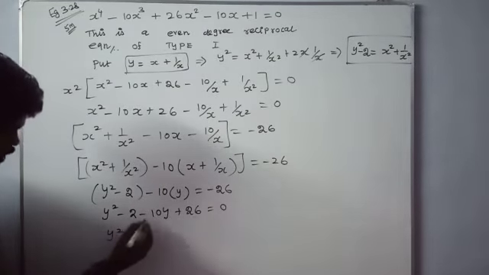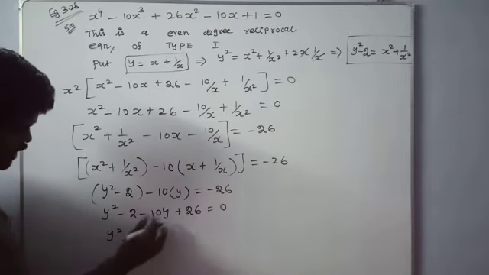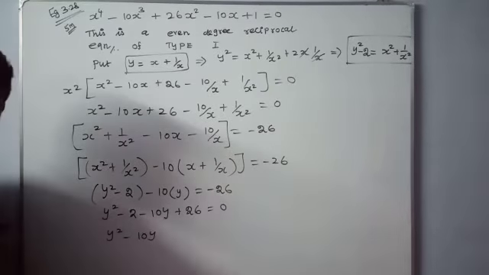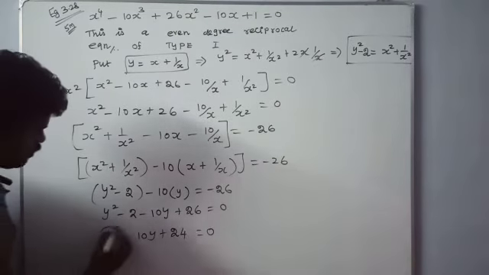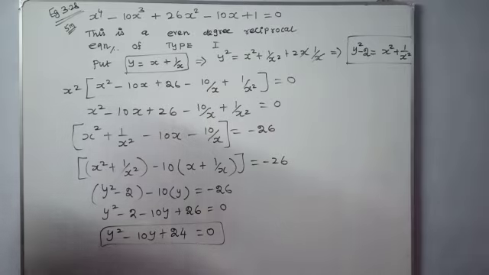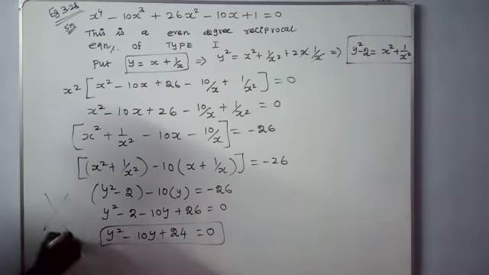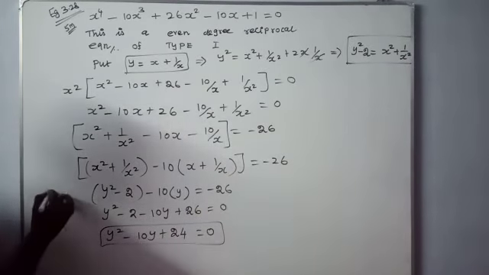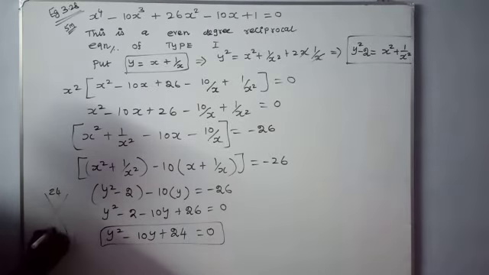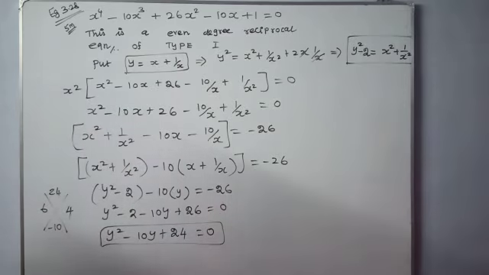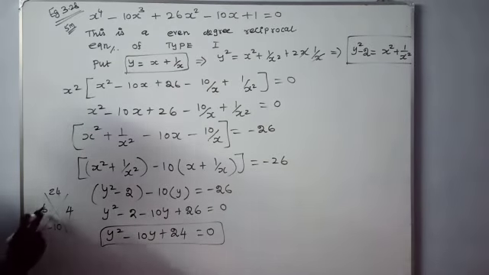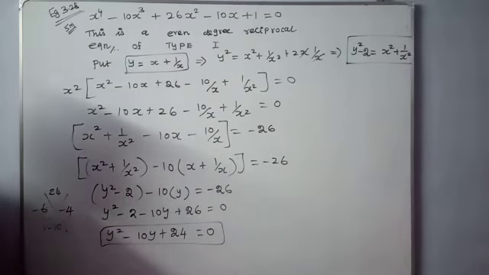Therefore y square minus 10y, subtract minus 2 plus 26 plus 24 equal to 0. So this is the quadratic equation. What are the quadratic roots? Here, multiplication of 24 and addition of minus 10. 6 fours are 24, minus 6 minus 4. Multiply minus 6 minus 4 to get plus 24, and add these two terms to get minus 10.